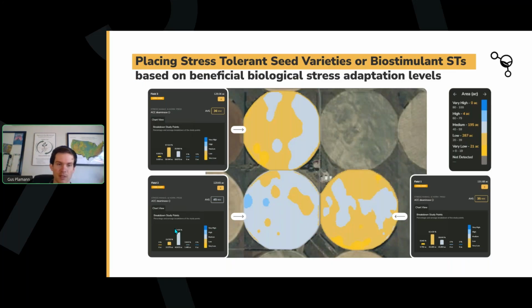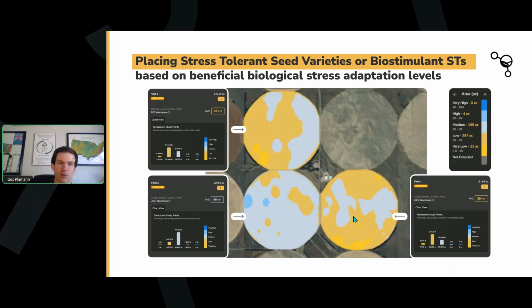We see most of the field is in the medium range, overall score of 45, so it's close to that, maybe slightly below the middle range of the database. But field 3 scored an average of 36, and most of this west half is in the low range. Field 1 scored a 35, so again, it's in about the lower third of BioMaker's database, and a majority of this field is in the low range.